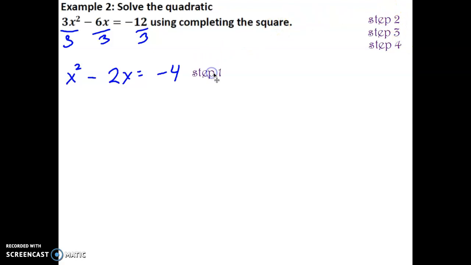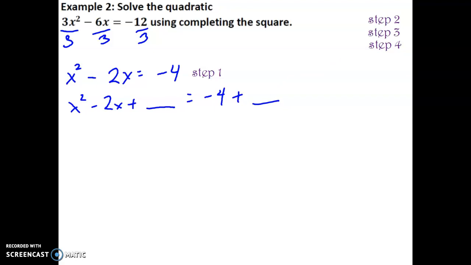Okay, so now I'm ready to do step 1, which is to move the c term to the other side. Well, in this case, it's already there. So the only thing I need to do is go back and put in my blanks: x squared minus 2x plus blank equals -4 plus blank. I already had c on the other side. I just had to add the blanks. Okay, now let's figure out what goes in the blanks.